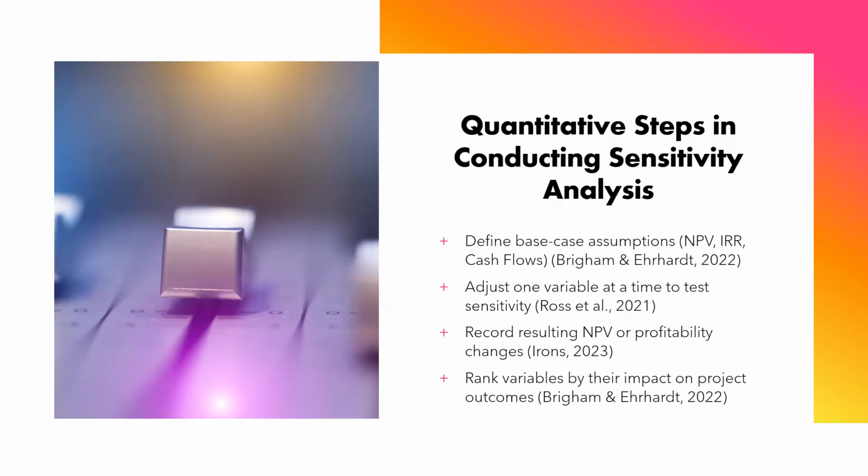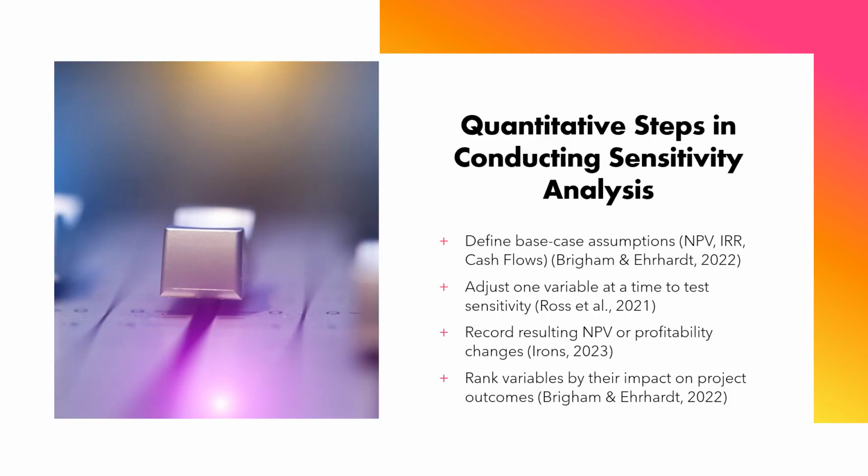The quantitative side of sensitivity analysis involves running the numbers. We start by defining the base case, our best estimate for cash flows, costs, and discount rates. Then we change one variable at a time to see how it affects metrics like net present value or internal rate of return. The goal is to identify which factors have the most influence.